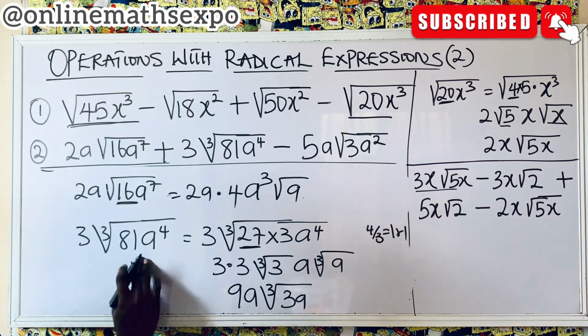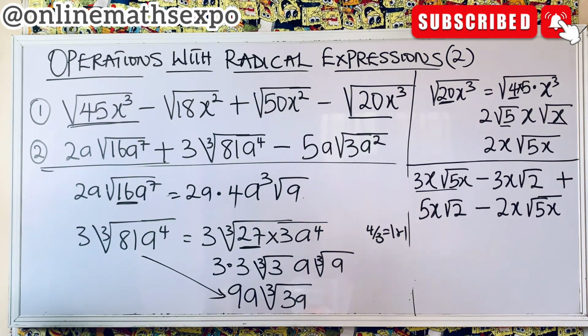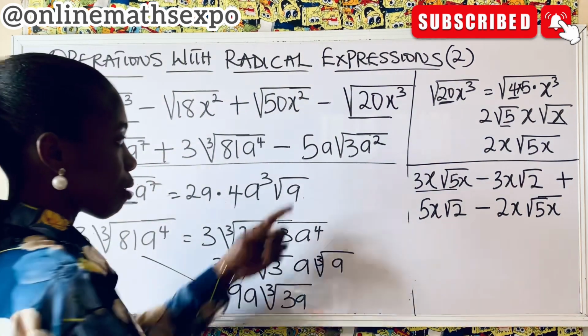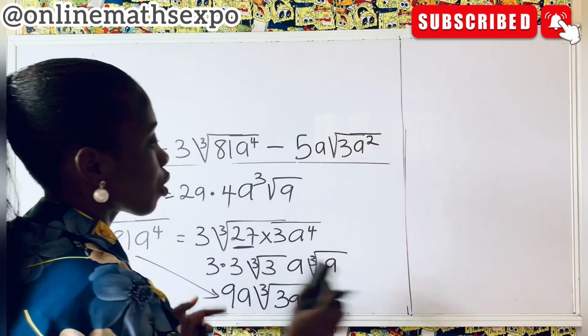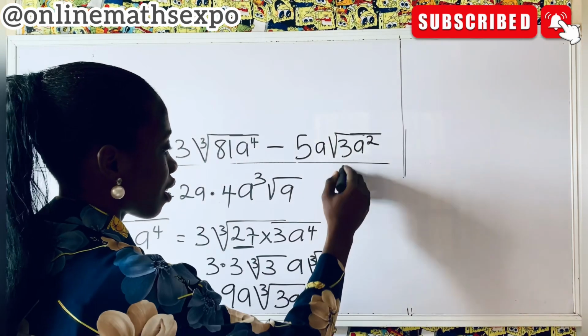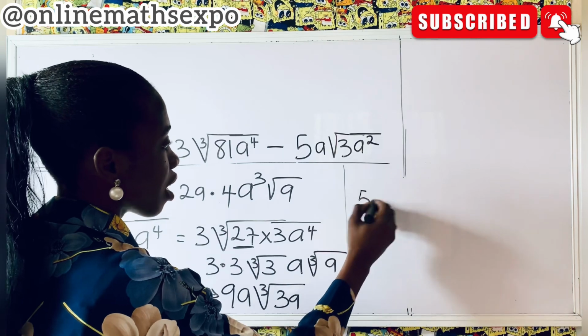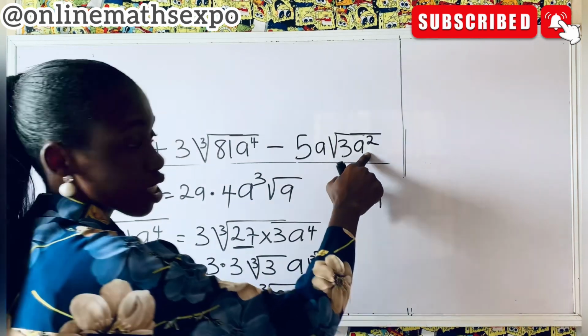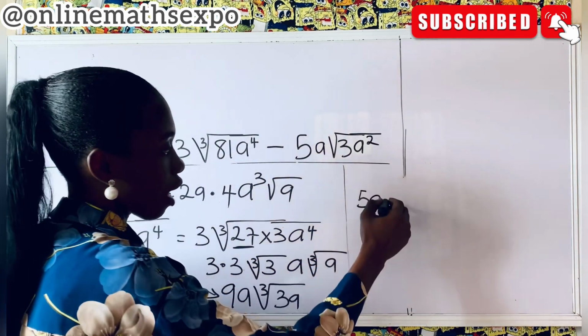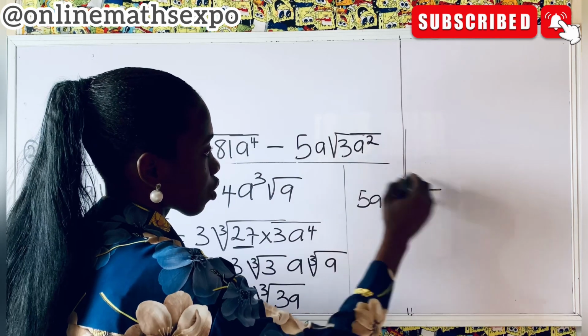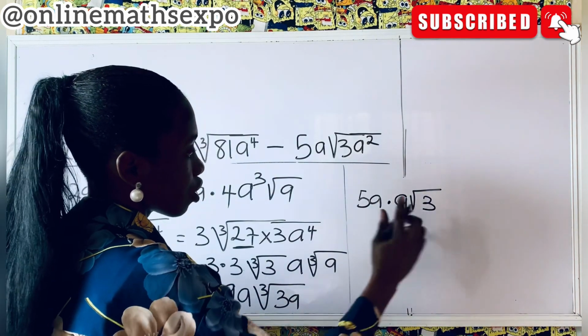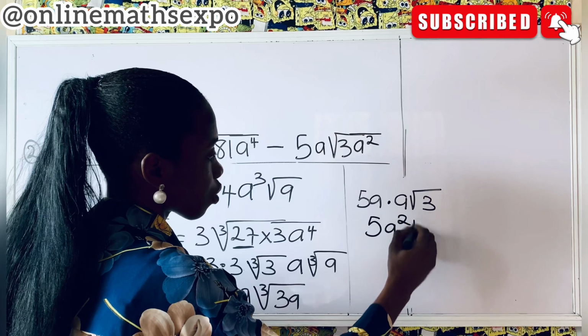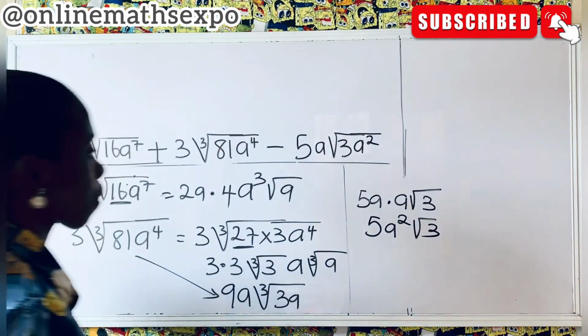So for simplifying this, this is what you have. Then finally, simplify this. This will give us 5a. This is perfect. So bring 1 out. The square root of 3 will remain. So if you multiply, you have 5a squared root 3.